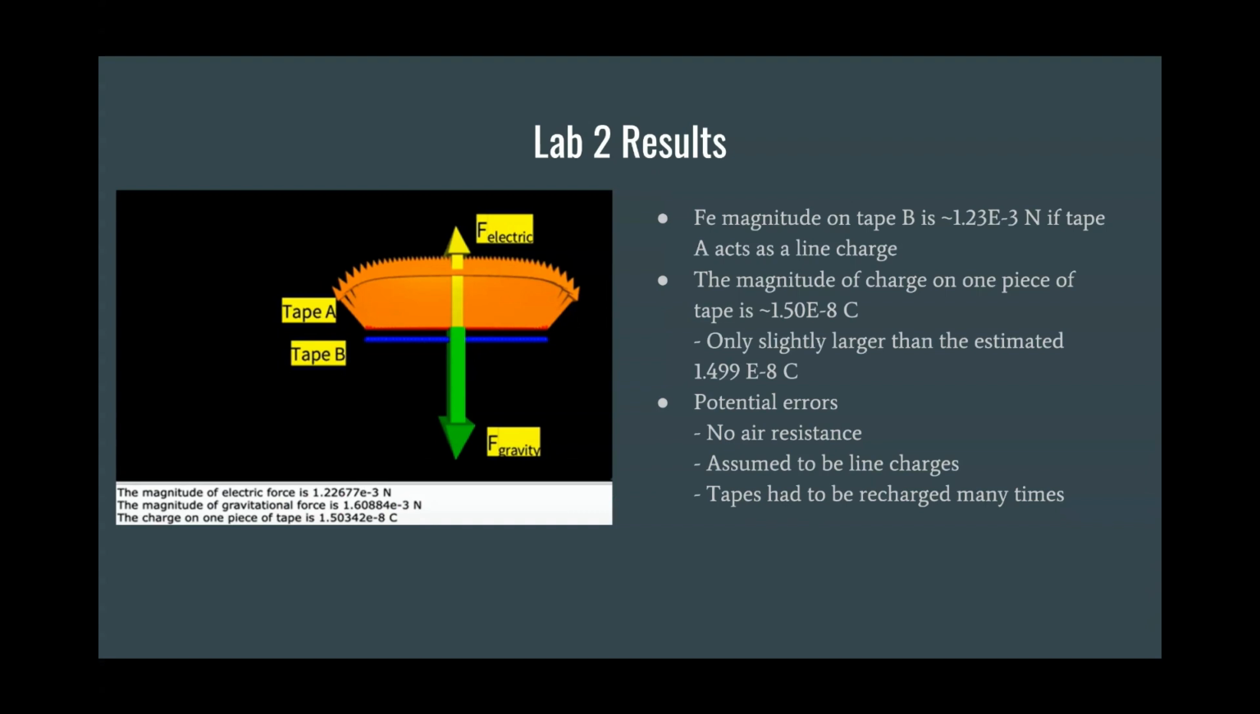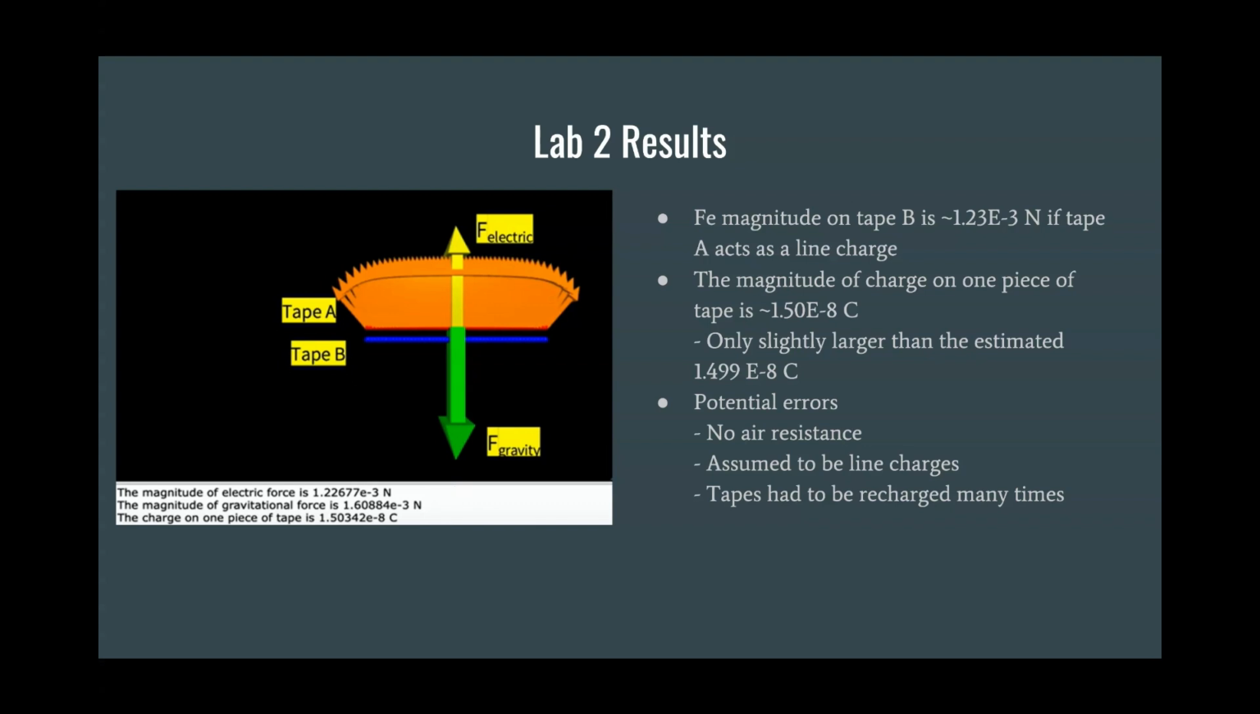So the results from lab 2 can be shown above. As you see, we have many vectors from tape A, which shows that it's a line charge. Technically, that is infinitely many vectors since it is a differential distance between each charge. And so we have the conglomerate electric force and the force of gravity acting in equal and opposite directions and equal and opposite magnitudes.